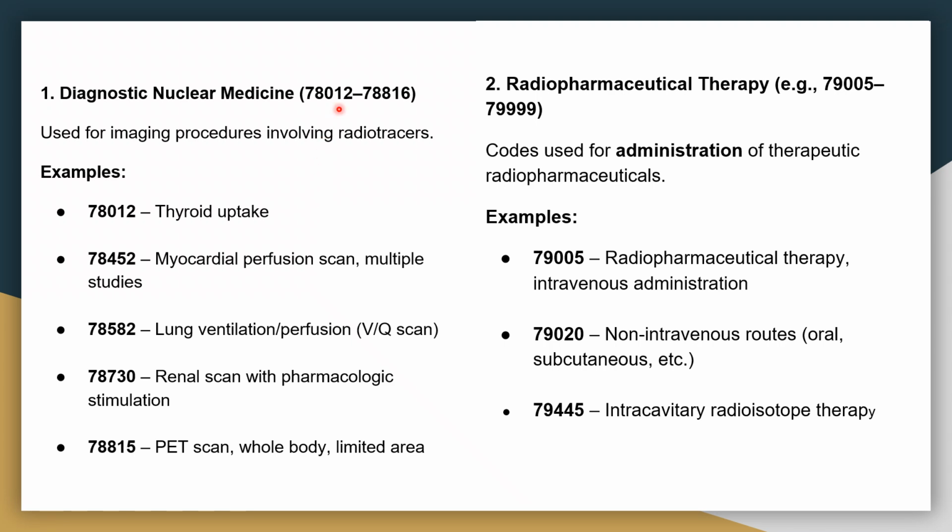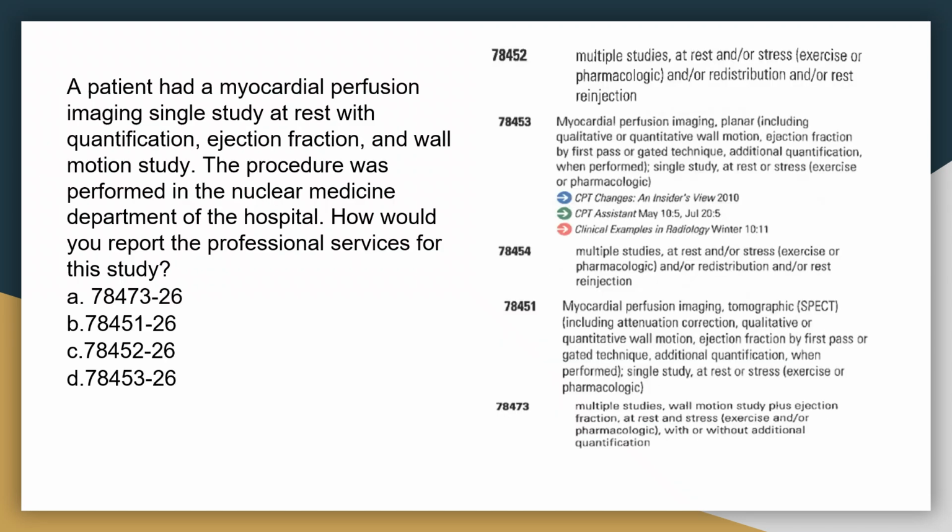So these are certain examples of codes where nuclear medicine is used for diagnostic purposes, where we want to find out the thyroid uptake, myocardial perfusion scan, lung ventilation, renal scan. The radiopharmaceutical or therapeutic use is basically used for intravenous administration, for the oral and subcutaneous non-intravenous route, and then intracavity radioisotope therapy. So this is where we use nuclear medicine for therapeutic purposes. So let us look at this question.